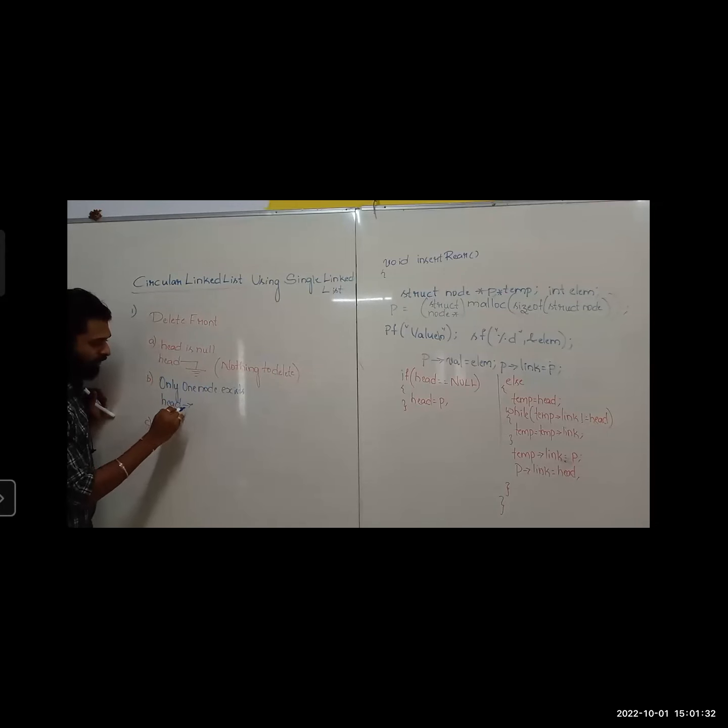Head should be pointing to one node, definitely 5 is there, and this will be pointing to itself. In this case, what should I do? I just have to directly free. You need not print it.